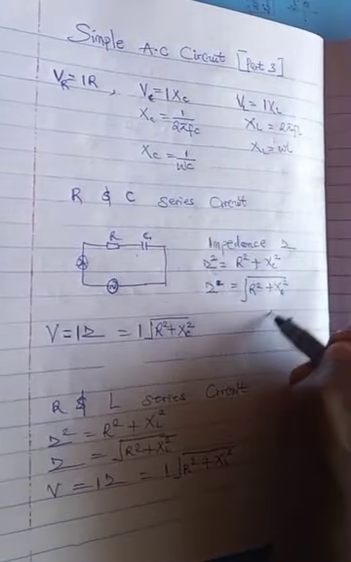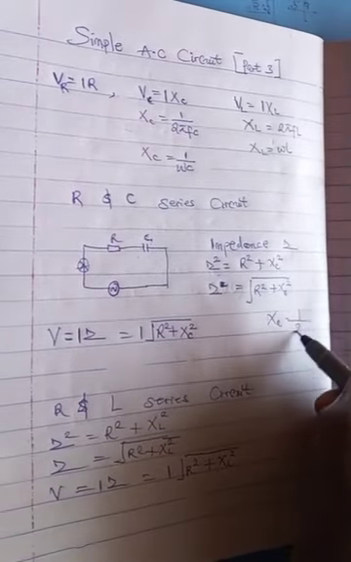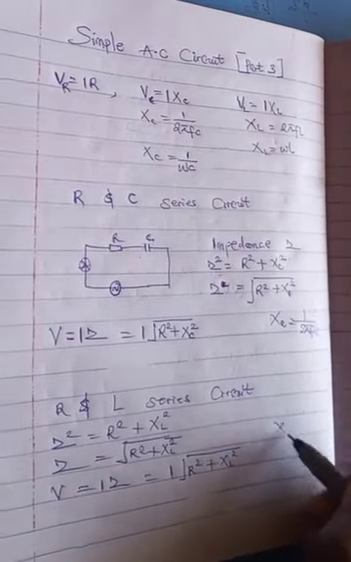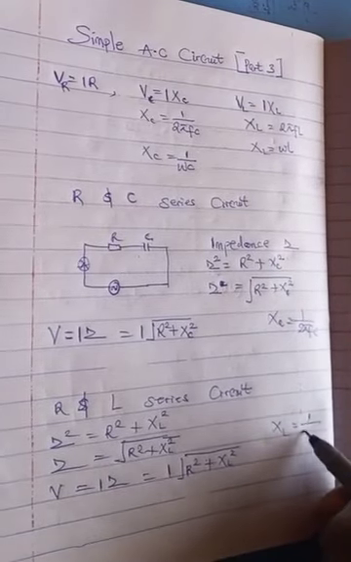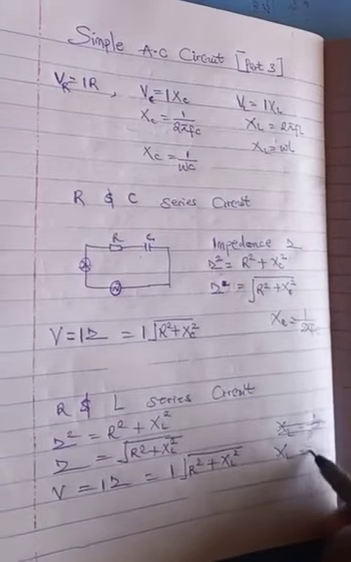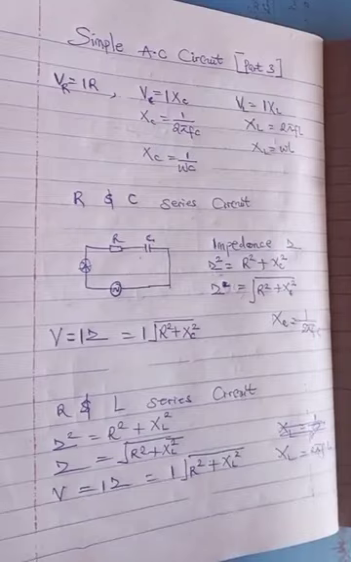Remember, in this case, XC is equal to 1 over 2 pi FC. And for an inductor, the inductive reactance XL is equal to 2 pi FL, a straight line equation.